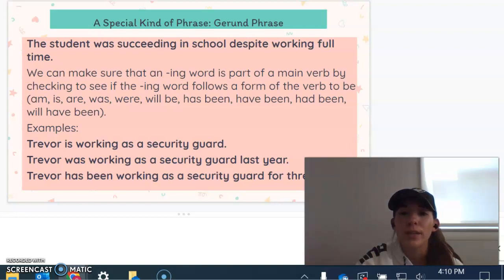We can make sure that an ing word is part of a main verb by checking to see if the ing word follows a form of the verb to be. And I list off a whole bunch of different forms of the verb to be. So for example, Trevor is working as a security guard. Trevor was working as a security guard last year. Trevor has been working as a security guard for 3 years. These are all examples of where we took something that was a phrase and made it into a clause by adding in the to be verb before the ing verb.